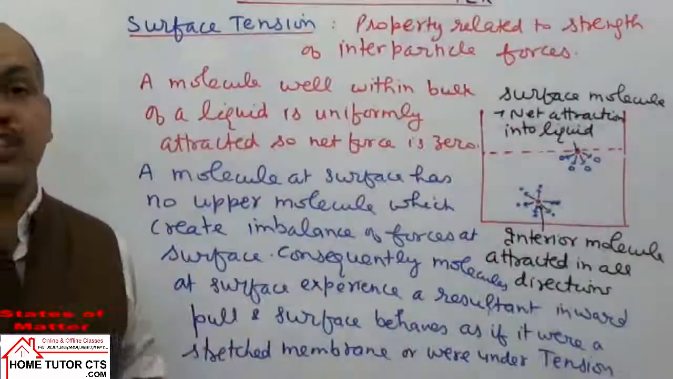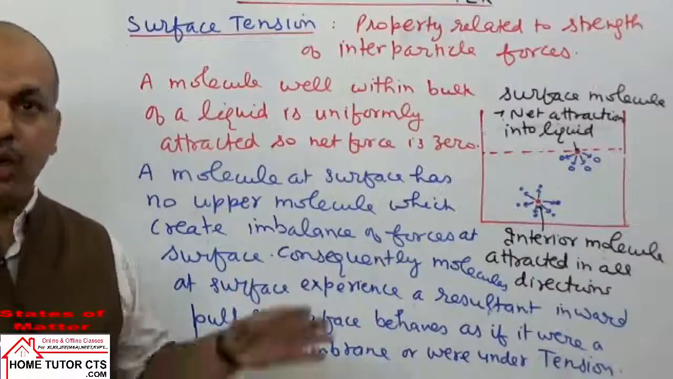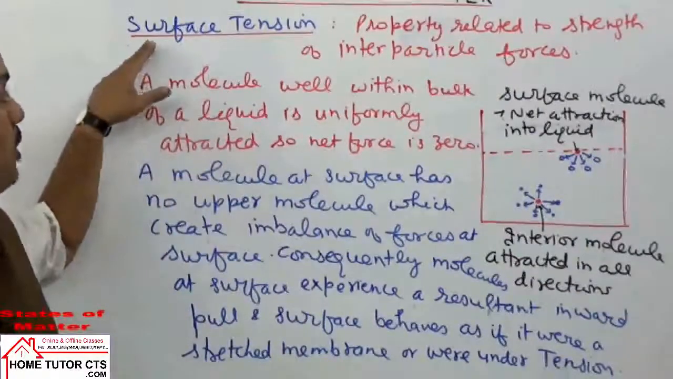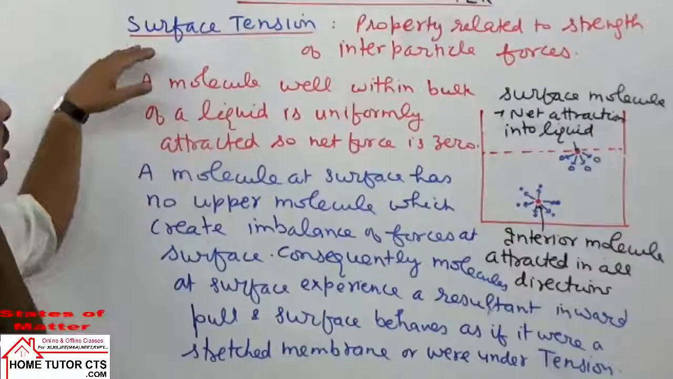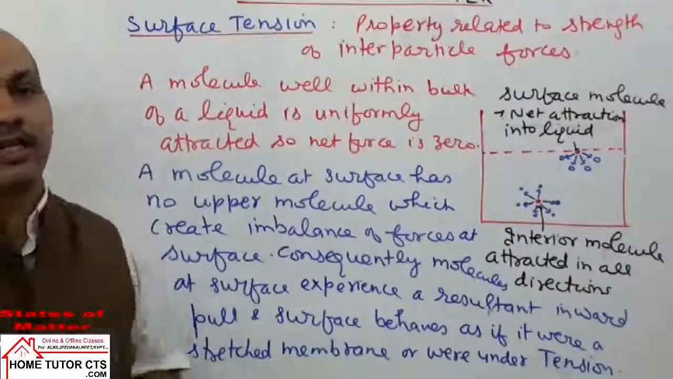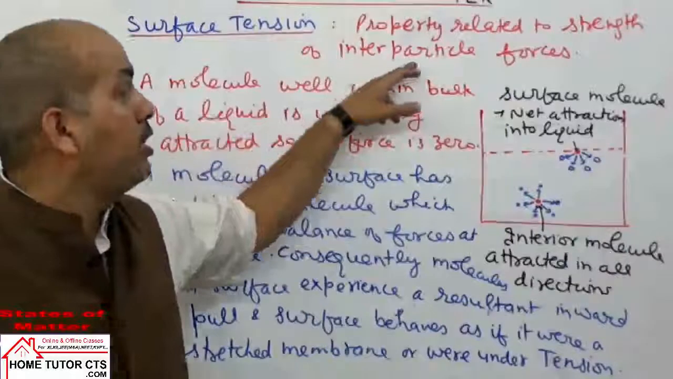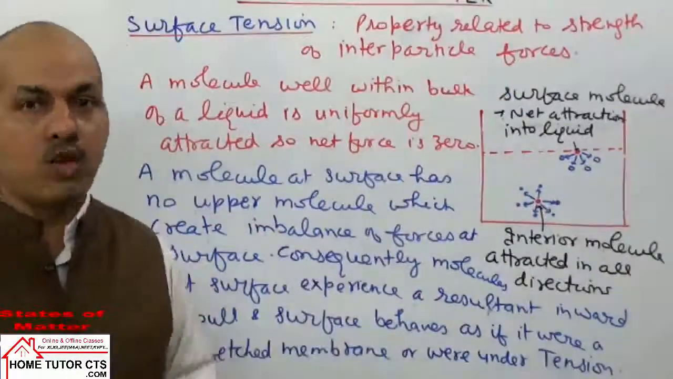Now, among the properties of liquids, we have taken vapor pressure, which I have already explained, and boiling point can be explained similarly. We will take two more properties: one is surface tension, the second is viscosity. So let us take the first property, surface tension. This property is linked to the strength of interparticle forces, the interaction forces between the molecules in a liquid.